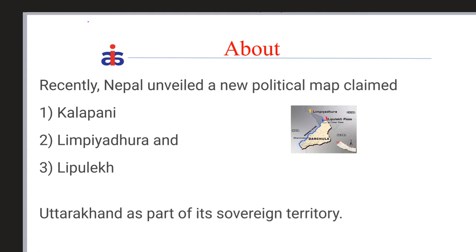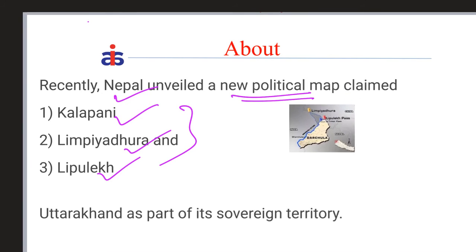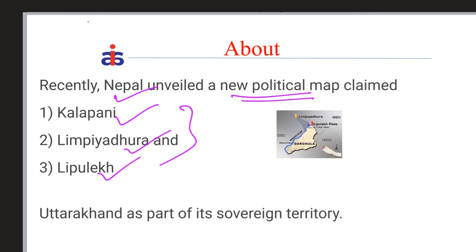So recently Nepal has released their new political map, and in this particular map they have claimed 3 territories which were disputed and which are a part of the Indian state of Uttarakhand. They are Kalapani, Limpiadhura and Lipu Lake. So please remember the names of these particular places because they are very important for our preliminary examination. As you can see in this map, these areas are very much a part of our own territory. That is the reason this is very controversial.